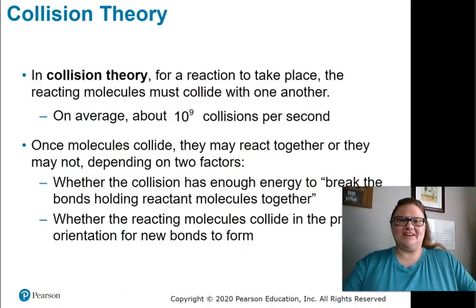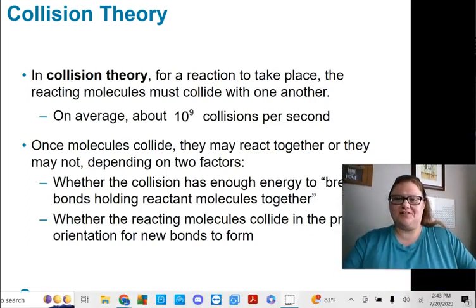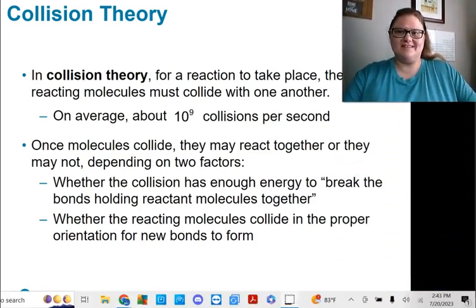So in order to talk about kinetics, which is how chemicals are going to react with each other and the rate of those reactions, we need to talk about what we need in order for a chemical reaction to technically take place. And so the basis of that is called collision theory. So once the molecules collide, they can react or not, and that's depending on two main things.